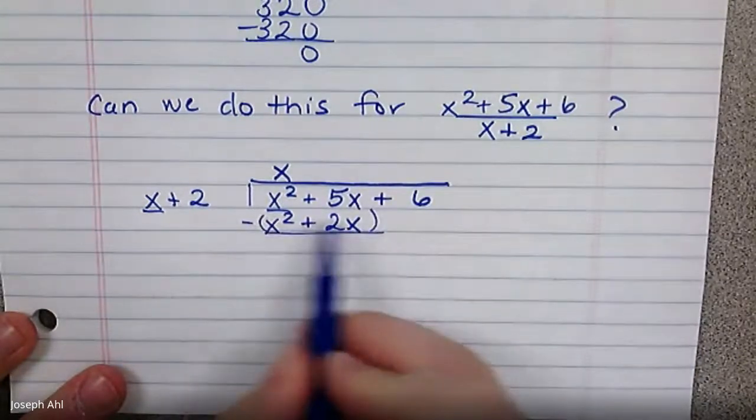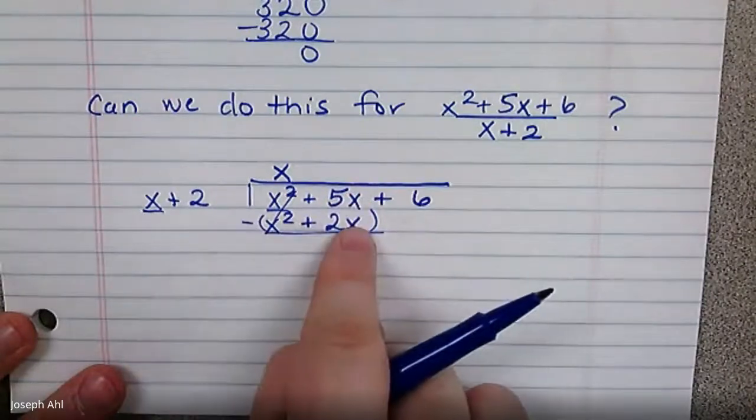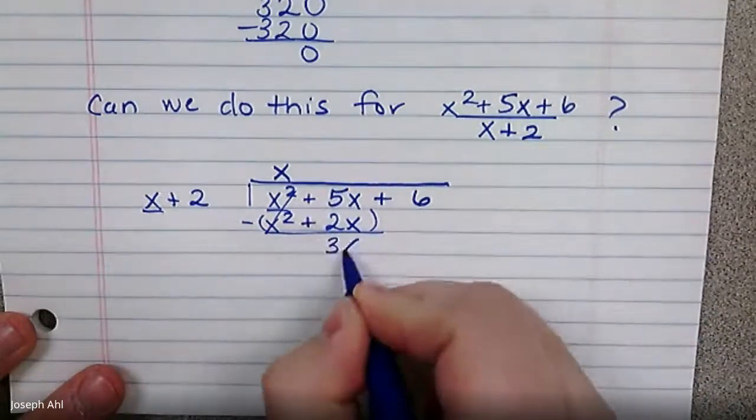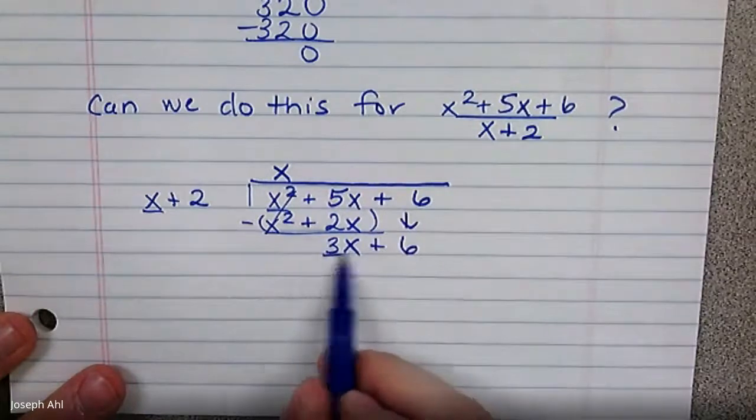Subtract from what you have above, which means the x squareds cancel. Just be careful here because you have to distribute that negative to here as well. 5 minus 2 is going to become a 3x. Bring down the plus 6 and then kind of repeat the process.